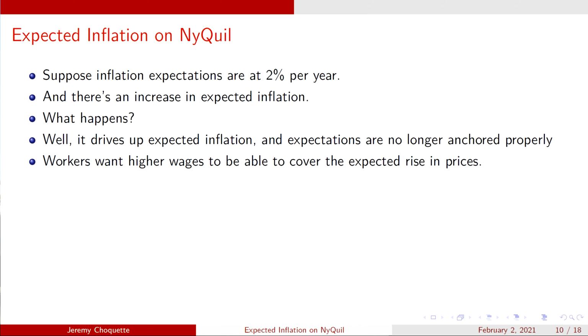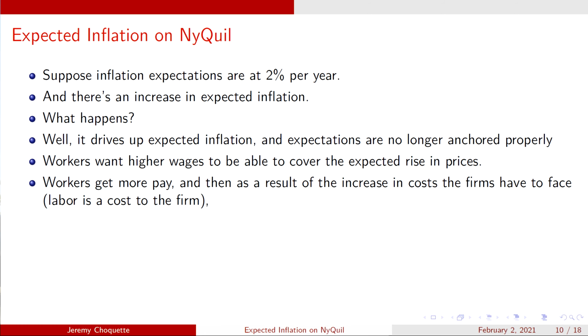Workers will want higher wages to be able to cover the expected rise in their prices. Now, of course, we're making the assumption here that workers actually have this kind of bargaining and negotiating power to be able to negotiate higher wages. Assuming they can, they negotiate that, they get more pay, and as a result of the increase in costs that these firms now have to face, because no matter what anybody likes to say, labor is a cost to the firm. If you pay more for labor, your costs of production will increase.